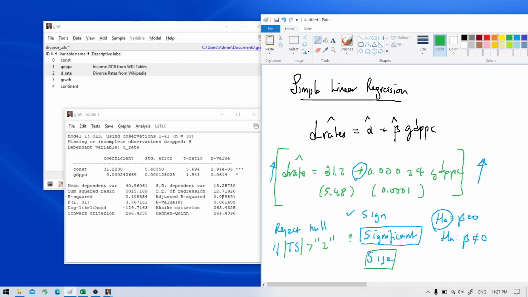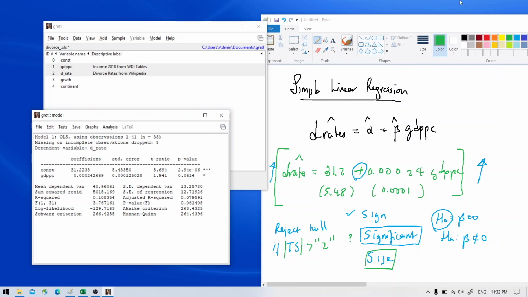Size refers to this number, 0.0002, meaning that if GDP goes up by $1, then the divorce rate will go up by 0.0002, which doesn't really sound good. So how can we improve this model? We did a simple linear regression running divorce rates on per capita income. We got this result from what we call model 1, which wasn't very intuitive.